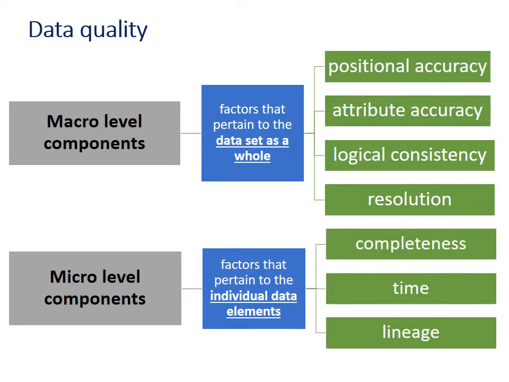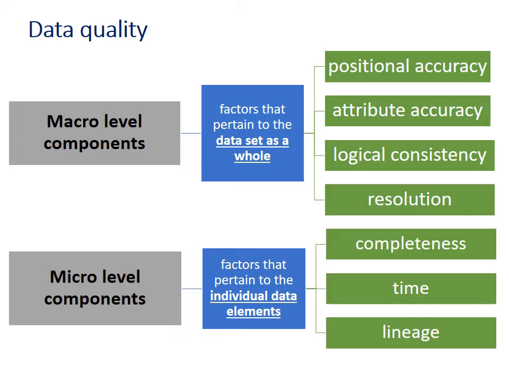If you look at the data quality, we can see it from two perspectives. One is the macro level perspective, the other one is the micro level perspective. When I look at the individual data elements, that is called micro level components. But when I look at the entire map as a whole set, the entire data set as a whole, I call that a macro level component.